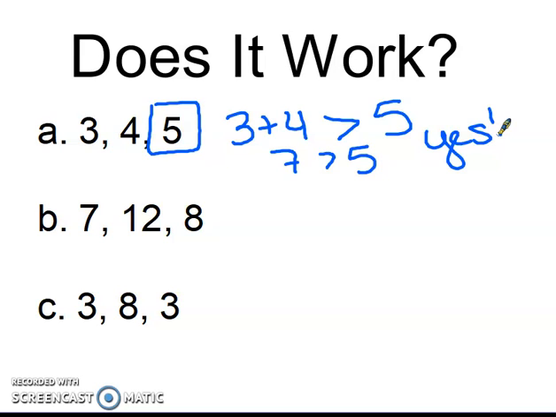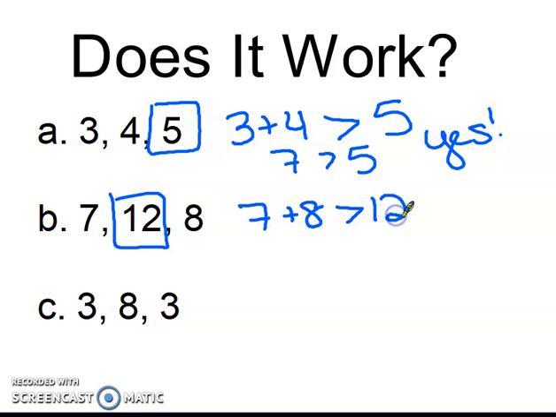If I look at letter B, be careful that you don't just take the first 2 numbers and compare it to the third. You always want to search for your biggest number. Well, 12 is my biggest number. So I'm going to take 7 plus 8, and that needs to be bigger than 12. Well, 7 plus 8 is 15, and 15 is definitely bigger than 12. So yes, it does make a triangle.